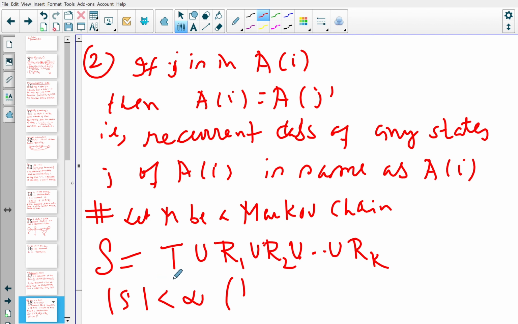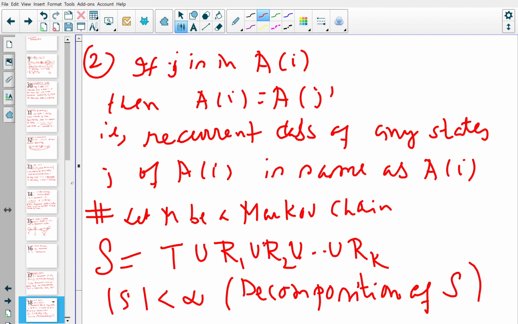So S is the collection of all states, the whole state space of the Markov chain. This is called the decomposition of S of the Markov chain. So given a finite state Markov chain, you can write it in terms of recurrent classes and some transient class.